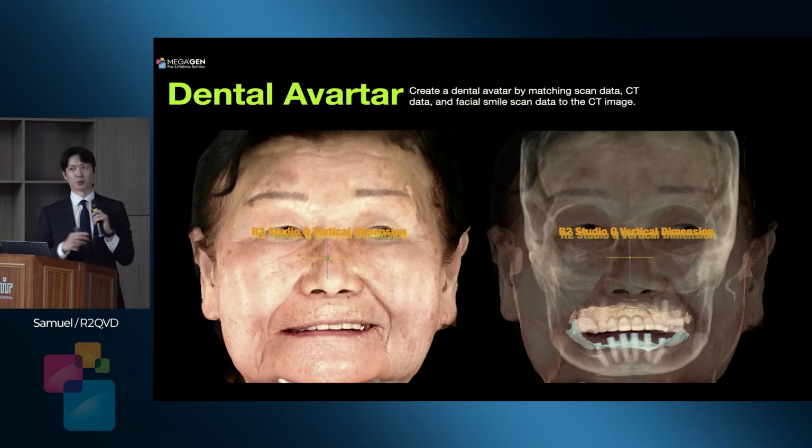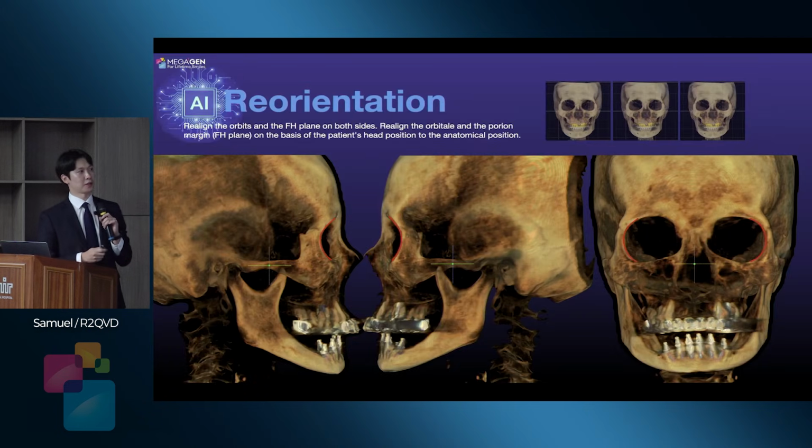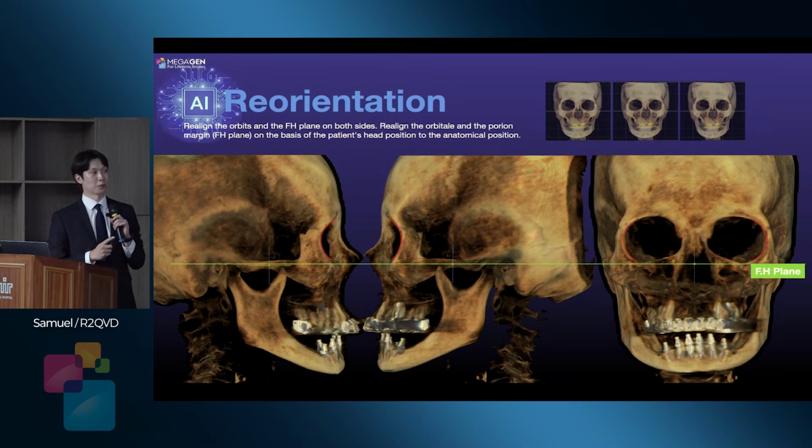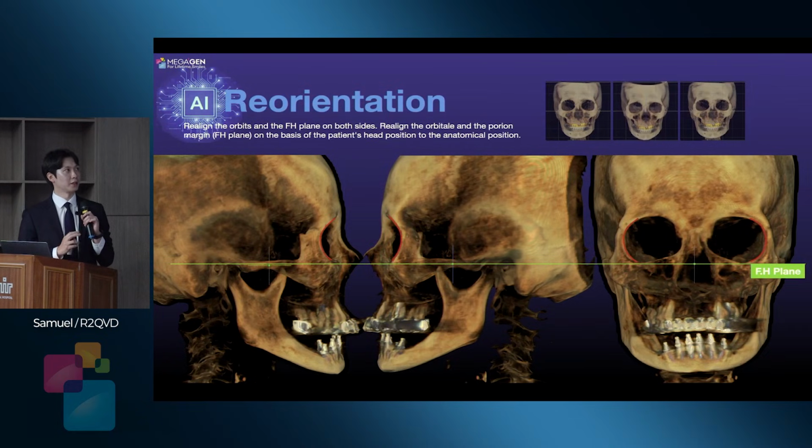Then Dr. Park asked me, can you make a QVD? Yes, of course, why not? After surgery, I take a large CBCT and facial scan, and then make a dental avatar first. Then, yes, AI reorientation. Here's the approach plan. According to the two orbital and orbital limb, AI can make the reorientation.